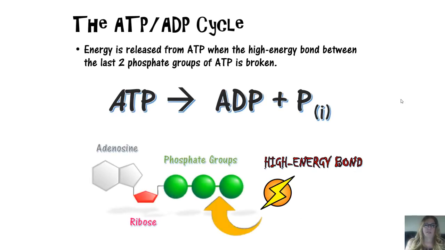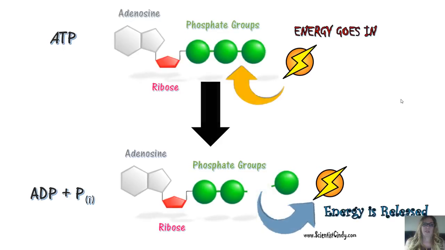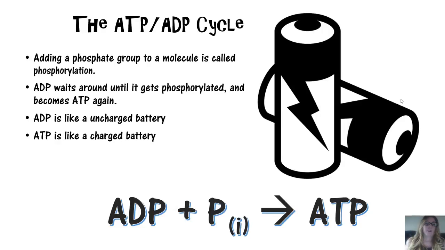So we have our ATP-ADP cycle. This molecule is going to switch back and forth between ATP and ADP. When that bond breaks, energy gets released, and it will be like an uncharged battery. Adding a phosphate group to a molecule is always called phosphorylation. So ADP waits around until it gets phosphorylated and becomes ATP again. ADP is like an uncharged battery. ATP is like a charged battery.